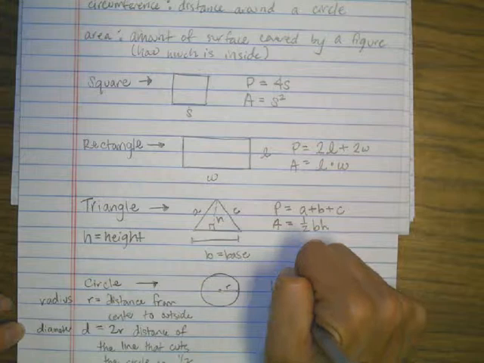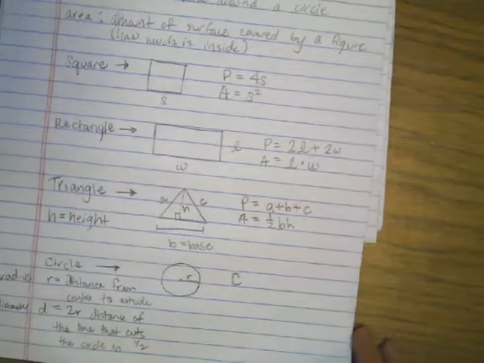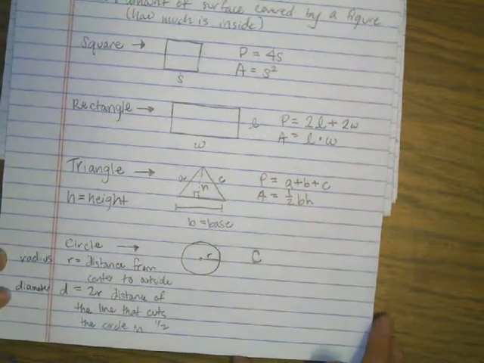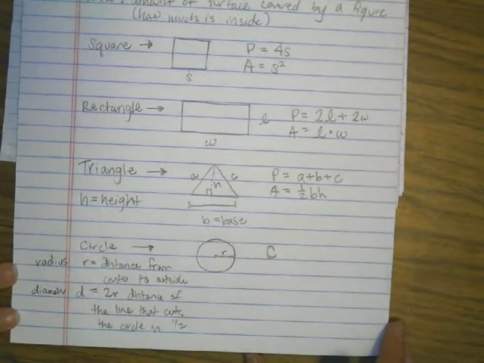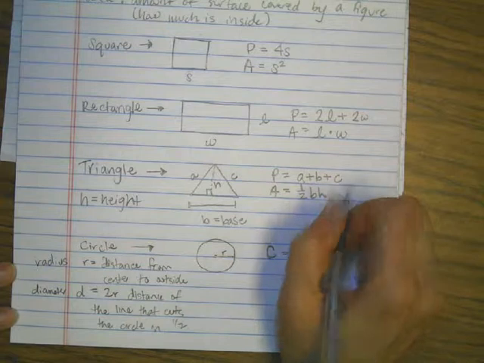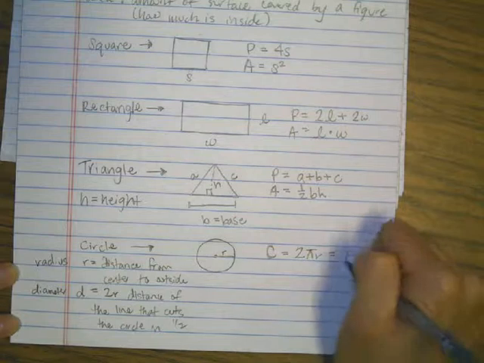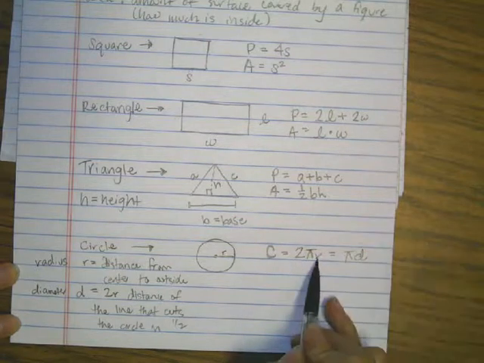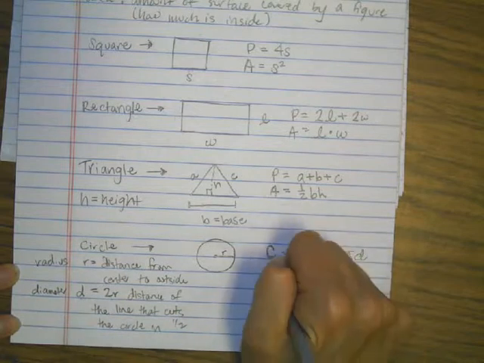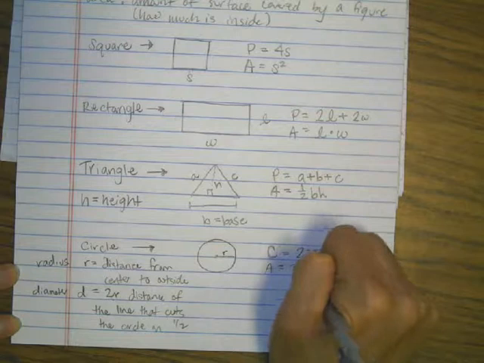The circumference, which is the area on the outside of the circle, so that's like the perimeter of the circle, is 2 pi r, or we can just say pi times d, since 2r is d. And the area is pi r squared.